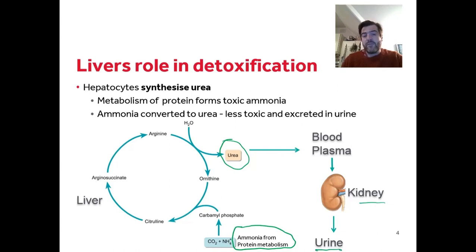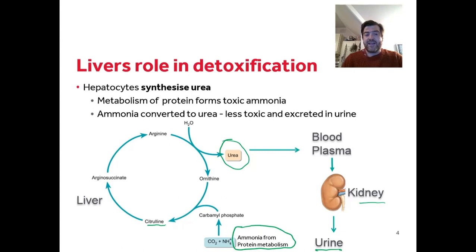Now, what's happening here is ammonia is combined, conjugated, to form carbamyl phosphate, and that carbamyl phosphate in the liver is then metabolized to form citrulline.